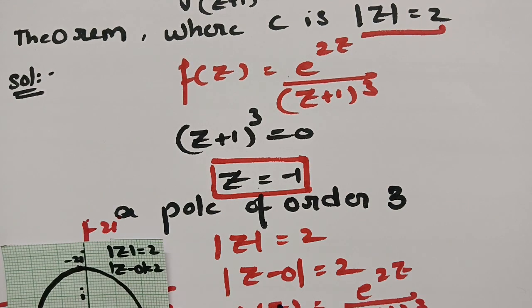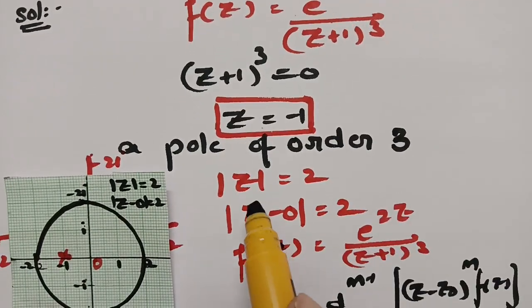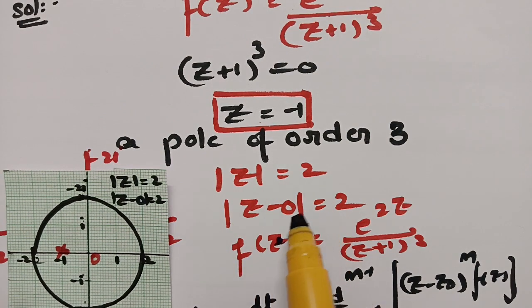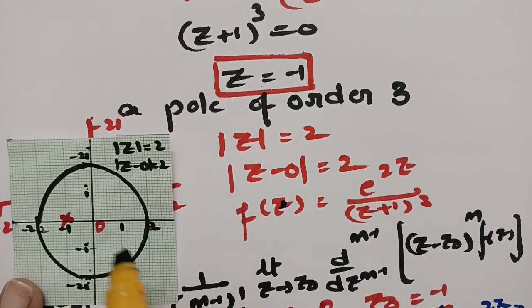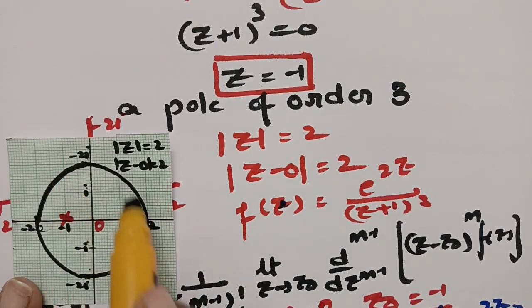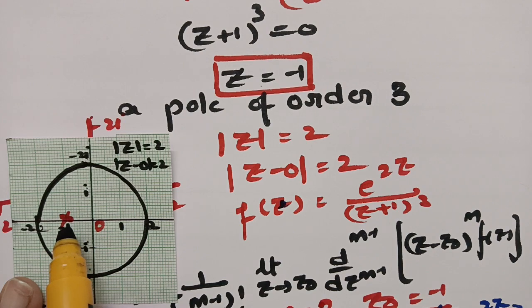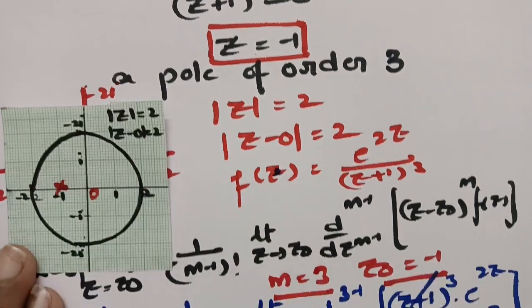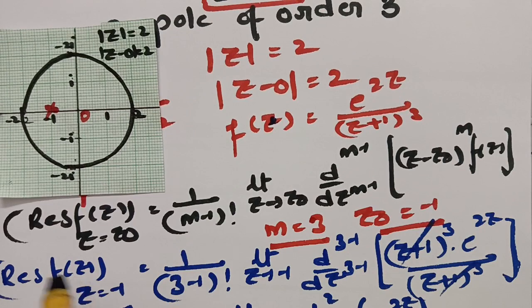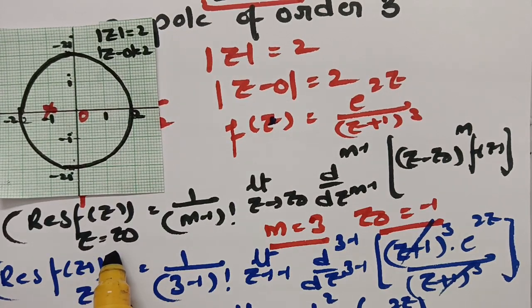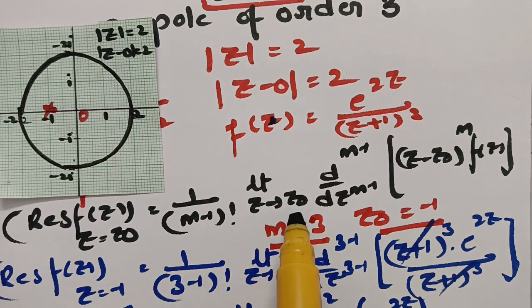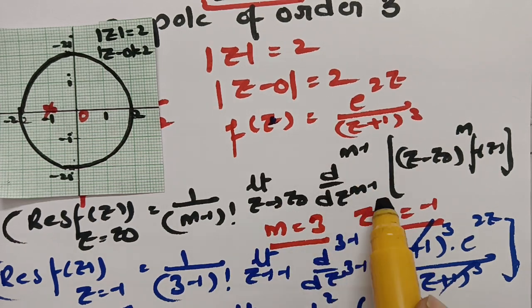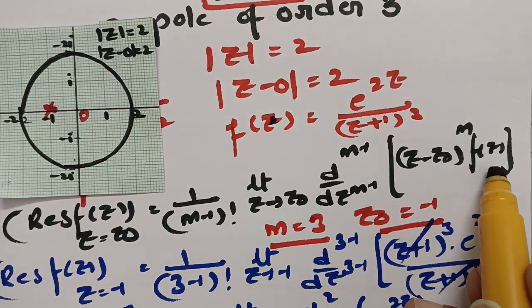So z is equal to minus 1 is a pole, and the circle given here is mod z is equal to 2. So this can be written as mod z minus 0 is equal to 2. So this is a circle with center 0 and radius 2, and therefore z is equal to minus 1 is within the circle. So we have to find the residue for this corresponding pole. For finding the residue of order 3, residue of f of z at z is equal to z naught is nothing but 1 by m minus 1 factorial into limit z tends to z naught d by dz power m minus 1 into z minus z naught power m into f of z.